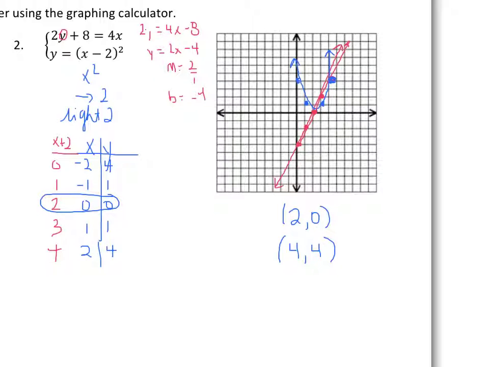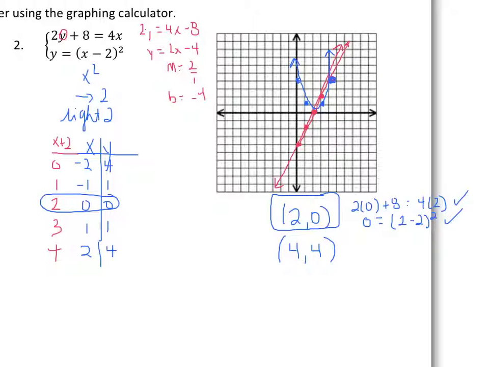So I'm going to write the checks over here. I'm going to take 2 times my y value, which is 0, plus 8, and it should equal 4 times my x value, which is 2. So 2 times 0 is 0, 0 plus 8 is 8, and 4 times 2 is 8, so that does check. Now let's take that 2, 0, and plug it into the second equation. My y, which is 0, is going to equal my x, which is 2, minus 2, squared. Well, 2 minus 2 is 0, 0 squared is 0, so yes, that works. So this point right here is definitely a solution.